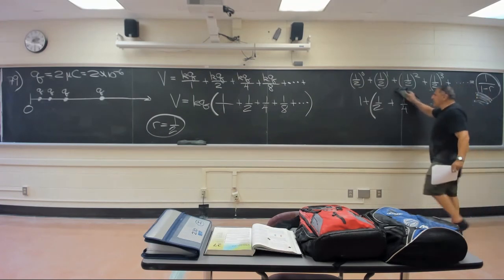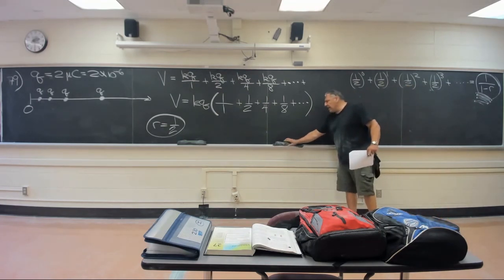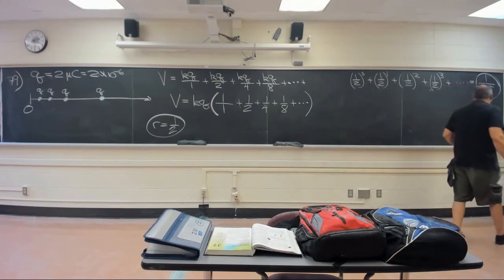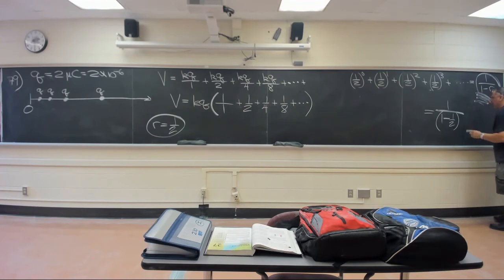Didn't we say R was a half? The ratio involved in the summation of a geometric series, there's your answer. Even though there's an infinite amount of these, there's going to be convergence. This is 1 over 1 minus r. 1 over the quantity 1 minus r. R is a half. 1 minus a half is a half.